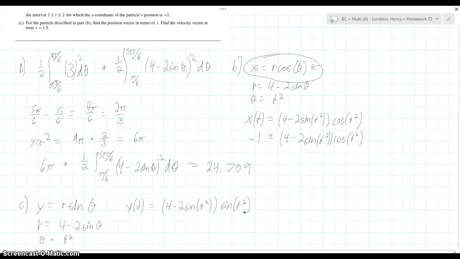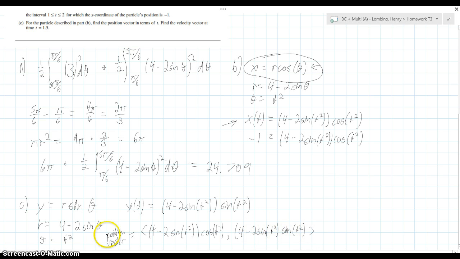And then the position vector is just taking that and taking your x from up here and putting it in vector form. So you're just going to do this. It's going to be 4 minus 2 sine t squared times cosine t squared, comma, 4 minus 2 sine t squared times sine t squared. Done. There's your position vector right there.